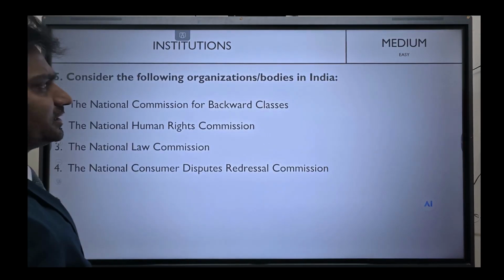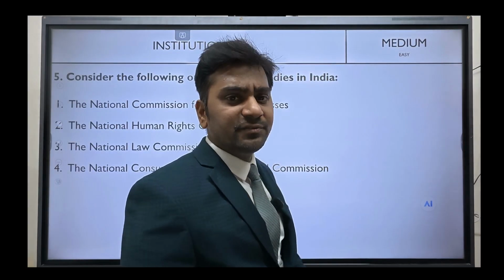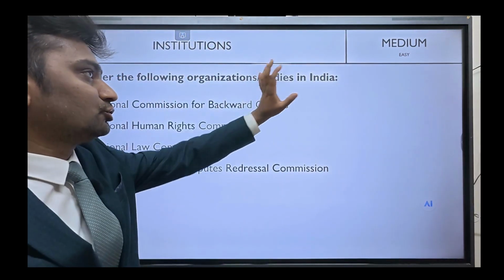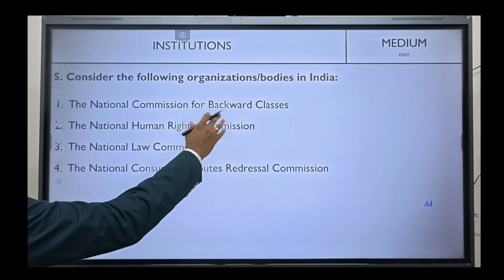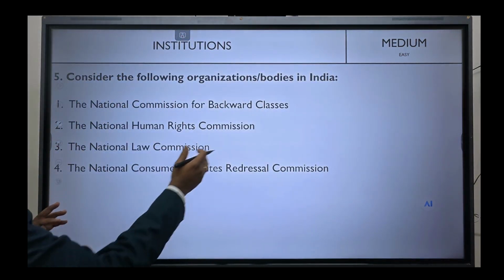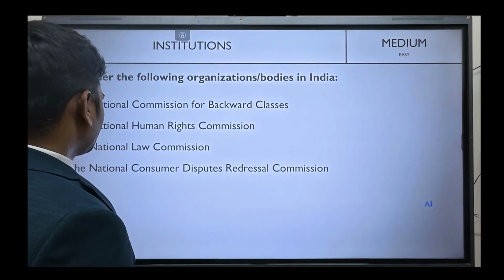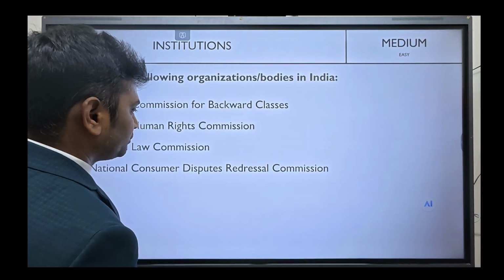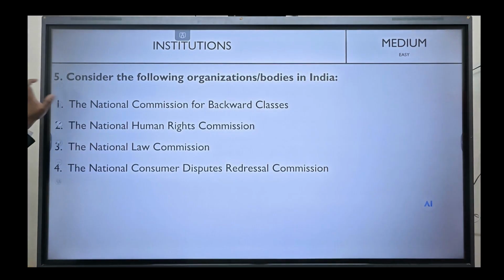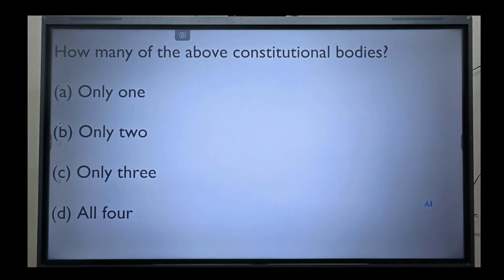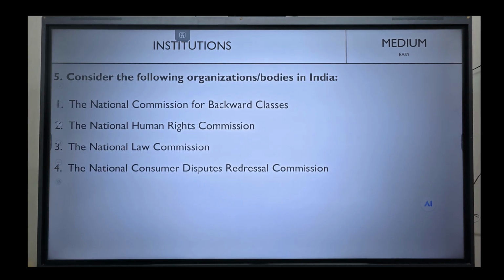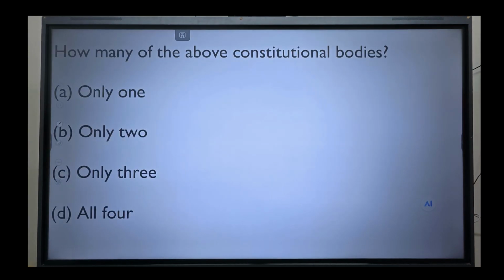Consider the following organizations and bodies in India. A very, very simple question. They are asking about institutions. The National Commission for Backward Classes, National Human Rights Commission, the National Law Commission, National Consumer Dispute Redressal Commission. Now they are asking how many of the above are constitutional bodies. Have a look at it.